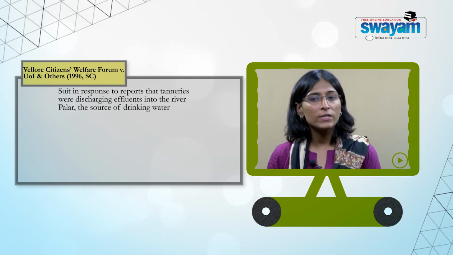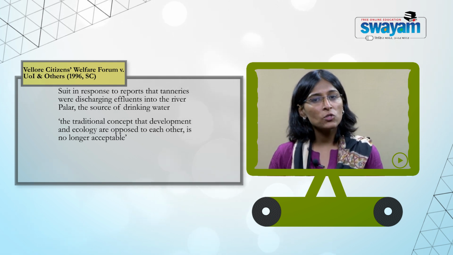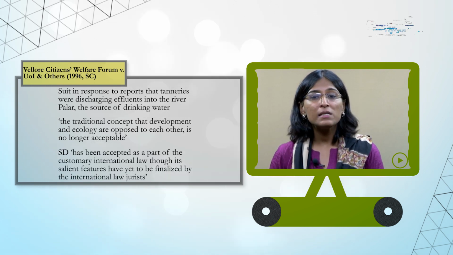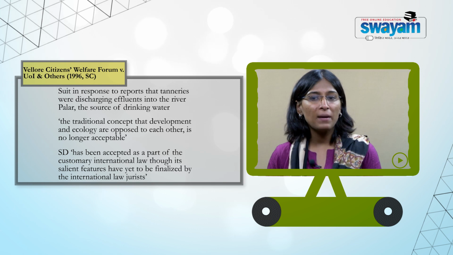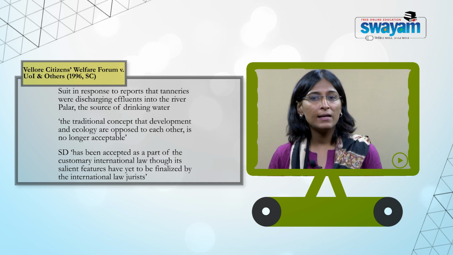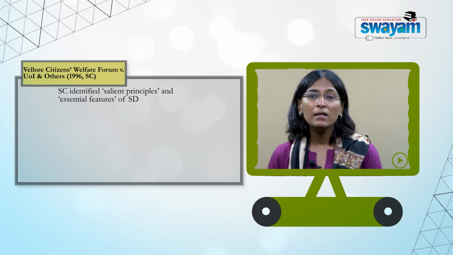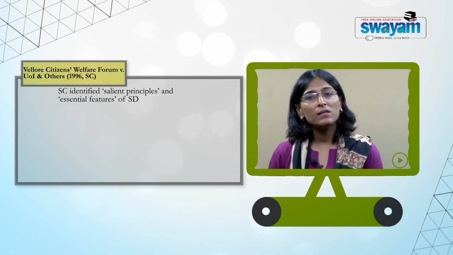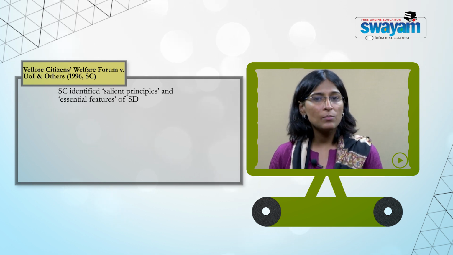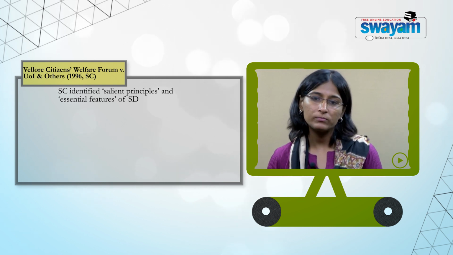For example, it noted that the traditional concept that development and ecology are opposed to each other is no longer acceptable. According to the court, sustainable development has been accepted as a part of customary international law, though its salient features have yet to be finalized by the international law jurists. The Supreme Court also identified certain salient principles and essential features of sustainable development, such as the precautionary principle and the polluter pays principle, both of which will be discussed in the course of this presentation.